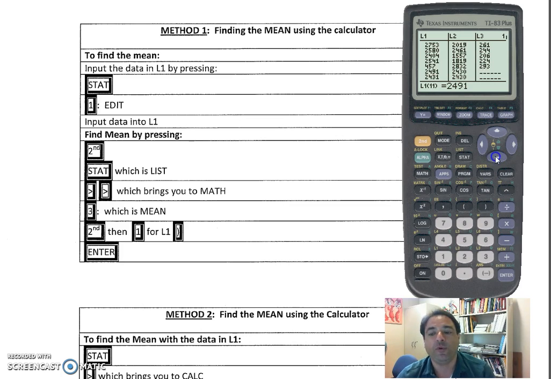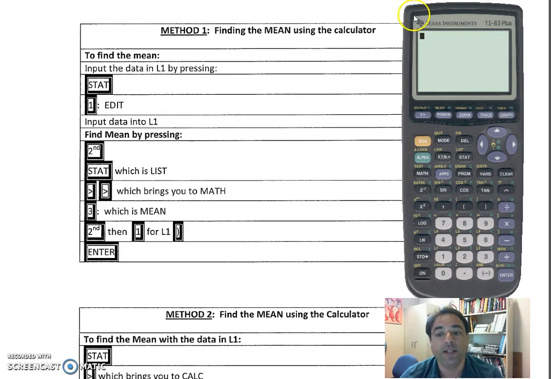Now before we do all this, I'm going to show you two ways on how to find the mean, but I'm not going to do it from this screen. I'm going to start at the home screen. So step 1, put the data in the calculator. Now I'm going to hit second mode to quit and go back to the home screen. Now from the home screen, here's one way to find the mean.